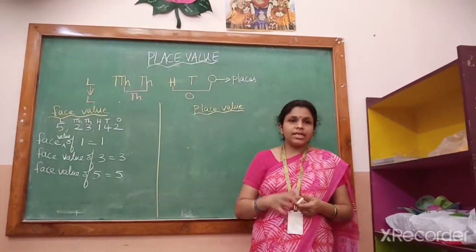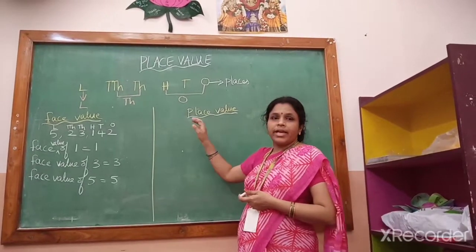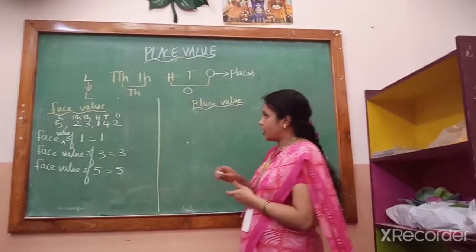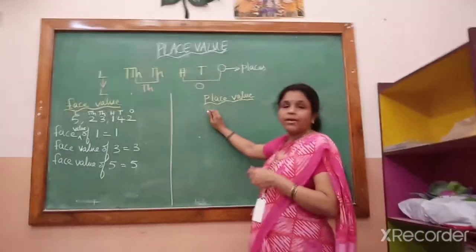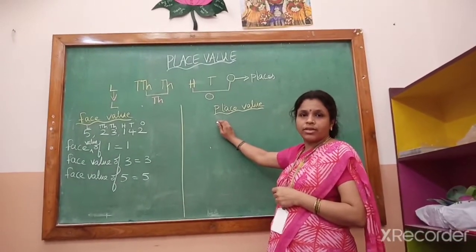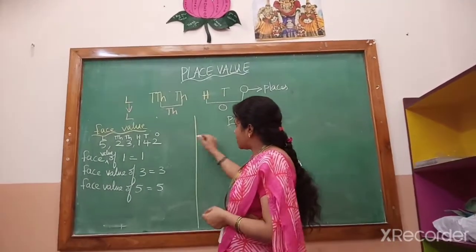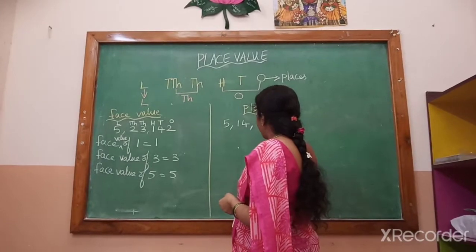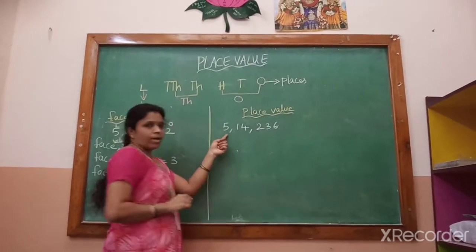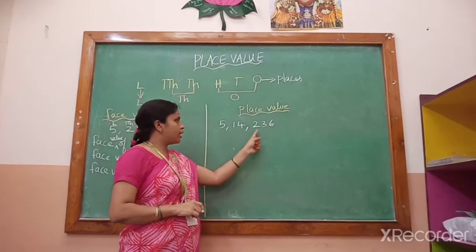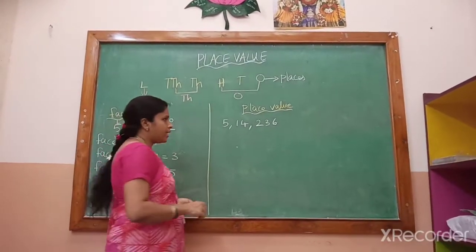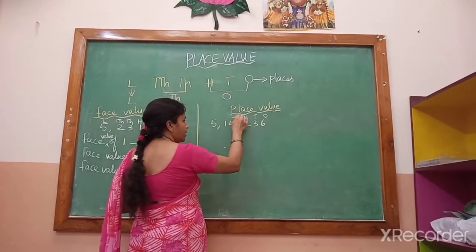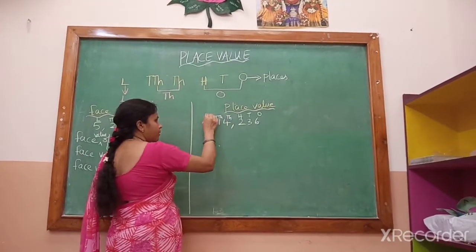Now coming to the place value. Place value means the digit in which position or which place it is. Let us take one sum and see. 5,14,236. I have taken one number, 5,14,236. Now tell me the places. Ones, tens, hundreds, thousand, 10,000 and lakh.